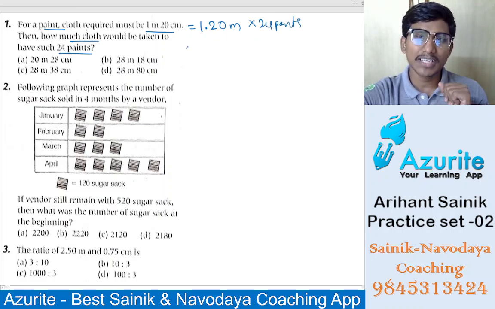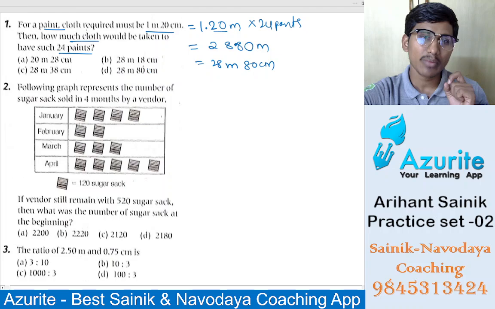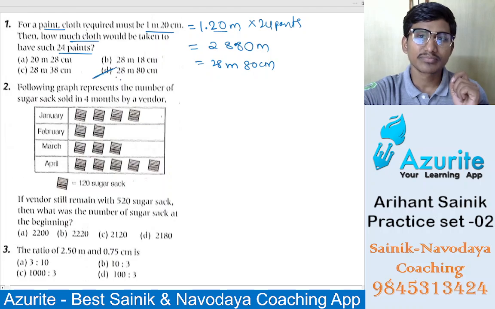If you multiply, what will be the answer? 288, right? So that is 2880. With 2 decimal places, you place the decimal here, so 28.80 meters, that is 28 meters and 80 centimeters will be the answer. Understood? So the answer is option D.